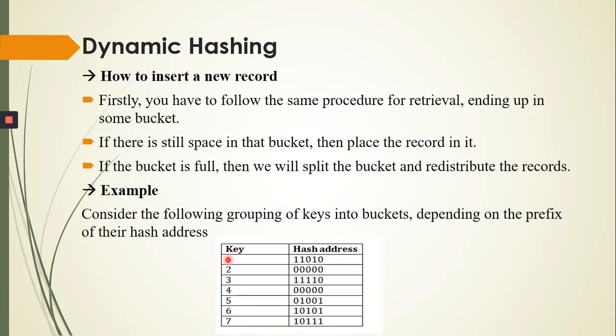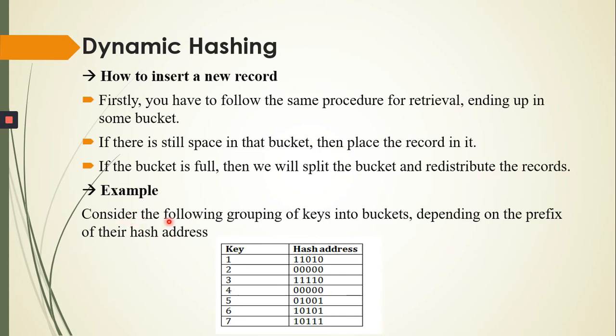Now, how to insert a data? Firstly, you follow the same procedure as for retrieval, ending up in some bucket. If there is still space in the bucket, then place the record in it. It is common that if we have space in the bucket, we can easily add the record. The problem arises when the bucket is full. If the bucket is full, then we split the bucket and redistribute the records. So the problem of a full bucket is solved like this.